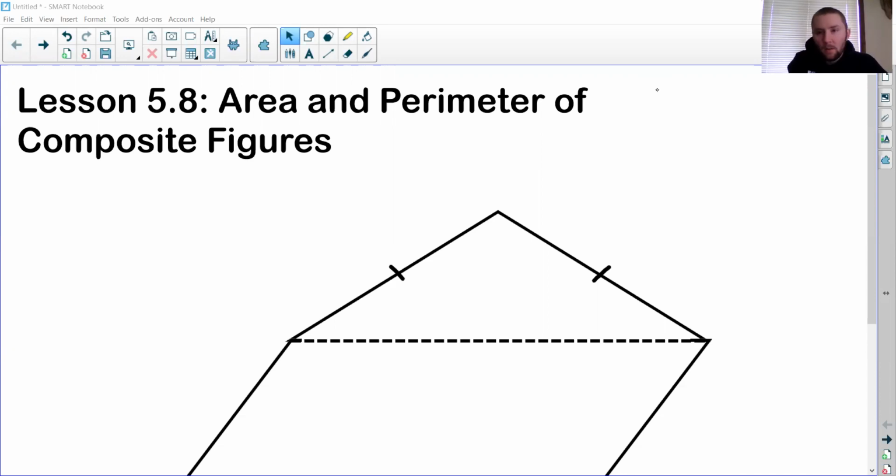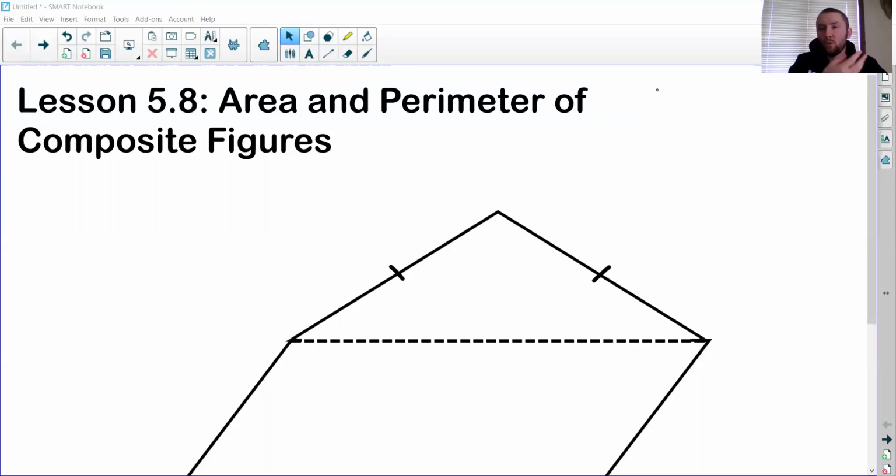This is going to be our last video lesson in chapter 5, just again, reviewing area and perimeter and things like that. In this video, we are going to make our lives a little bit more complicated by finding the area and perimeters of what we call composite figures, which basically means we're taking two different shapes and we're putting them together into one figure.